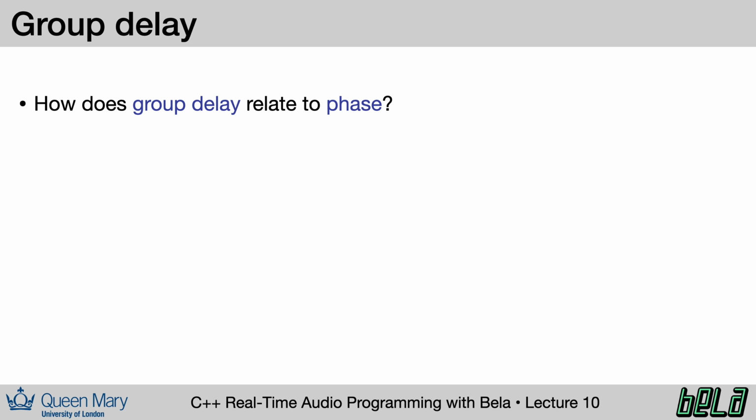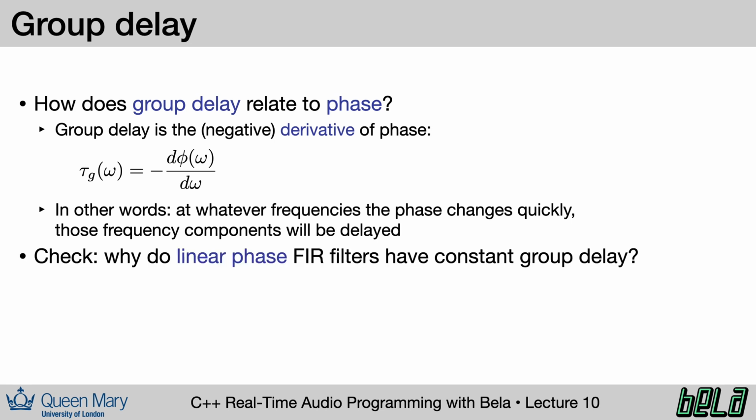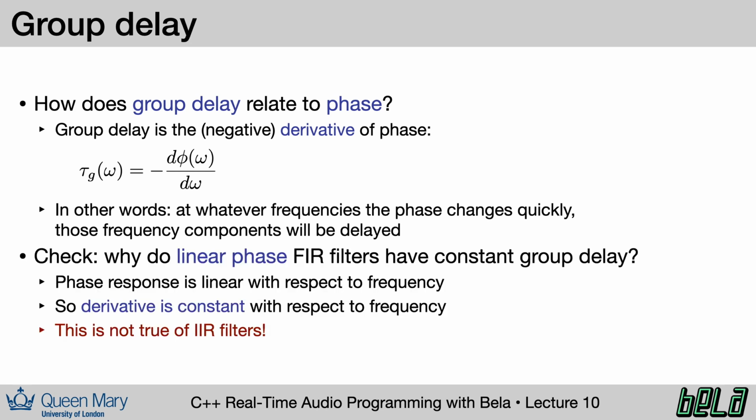More generally, we might ask how the phase response of a filter relates to its group delay. Again, we can find the answer in signal processing theory, which is that group delay is defined to be the negative derivative of the phase with respect to the frequency. In other words, wherever the phase is changing quickly with respect to frequency, those are the frequency components that will have a large group delay on them. And we can see here that this definition is consistent with our idea of linear phase filters from the previous slide, because the derivative of a linear function is a constant value.